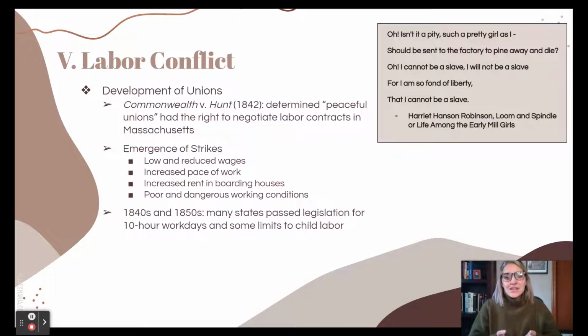Oh, isn't it a pity such a pretty girl as I should be sent to the factory to pine away and die? Oh, I cannot be a slave, I will not be a slave, for I am so fond of liberty that I cannot be a slave.